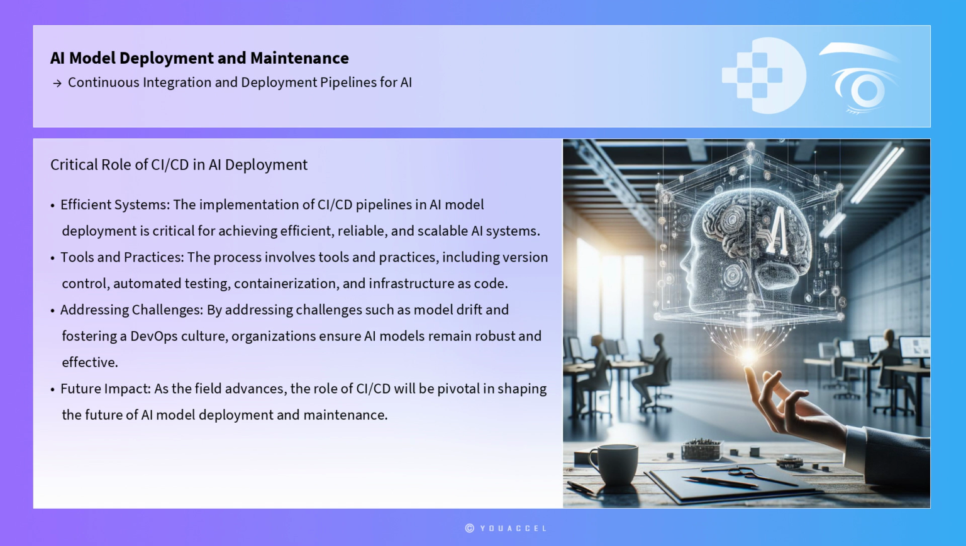In conclusion, the implementation of CI/CD pipelines in AI model deployment is critical for achieving efficient, reliable, and scalable AI systems. The process involves a combination of tools and practices, including version control, automated testing, containerization, and infrastructure as code, all of which contribute to seamless model integration and deployment. By addressing challenges such as model drift and fostering a DevOps culture, organizations can ensure that their AI models remain robust and effective in dynamic environments. As the field continues to advance, the role of CI/CD will be pivotal in shaping the future of AI model deployment and maintenance.